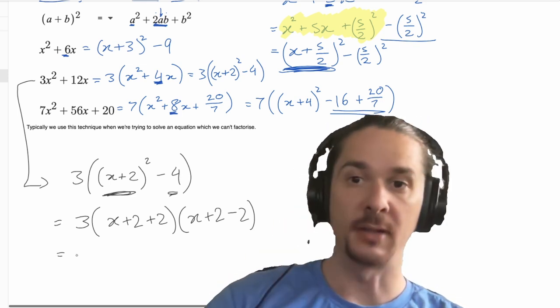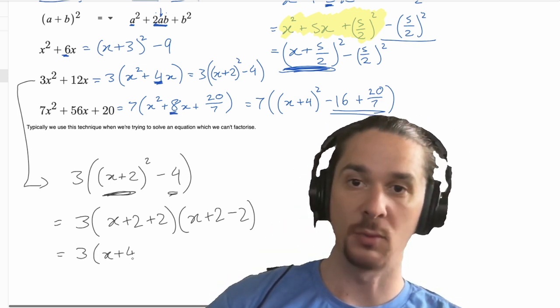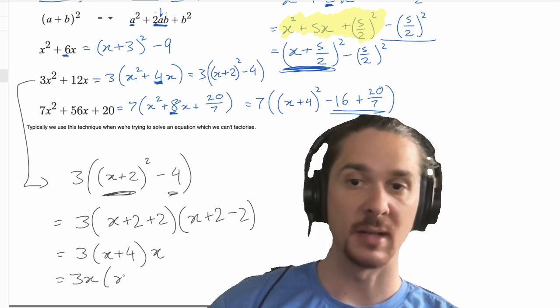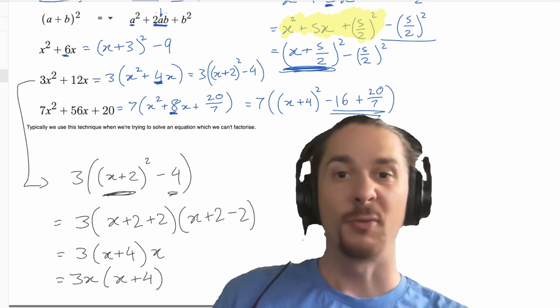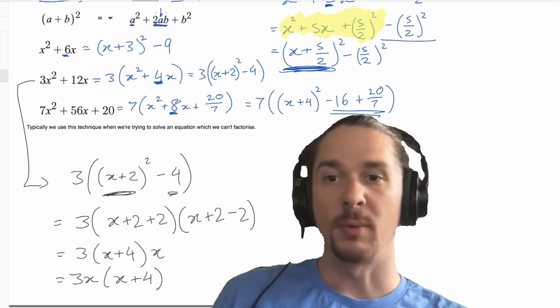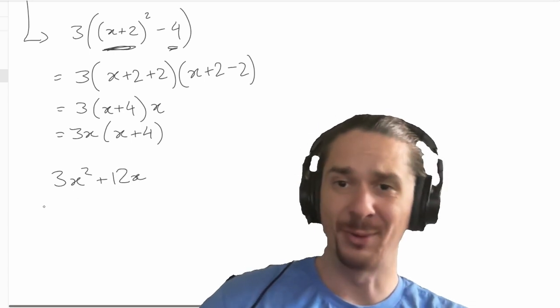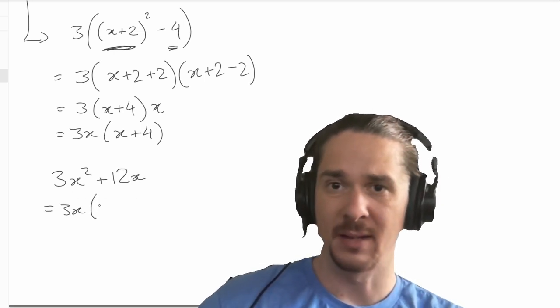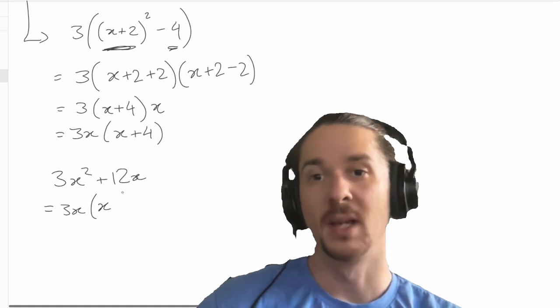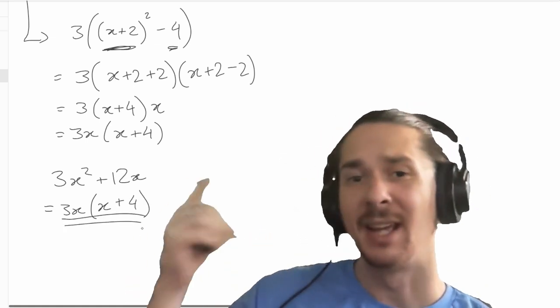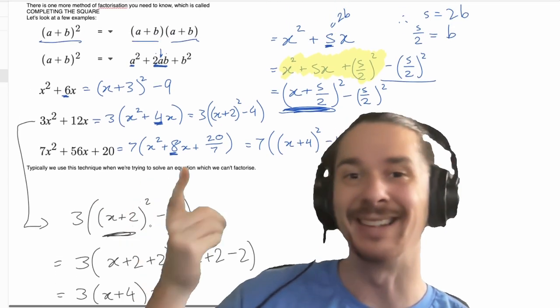And so, collecting our like terms here, we have 3 times x plus 4 times x. Or I would prefer personally to write it as 3x times x plus 4. If we were really smart, we would probably have realized that we could have done this all along. We have 3x squared plus 12x. There's a common factor here of 3x. What do we need to multiply by in the first term? By x. And what do we need to multiply by in the second term? It's a 4. And so we could actually have gotten this answer with way fewer steps if we were not specifically practicing completing the square.